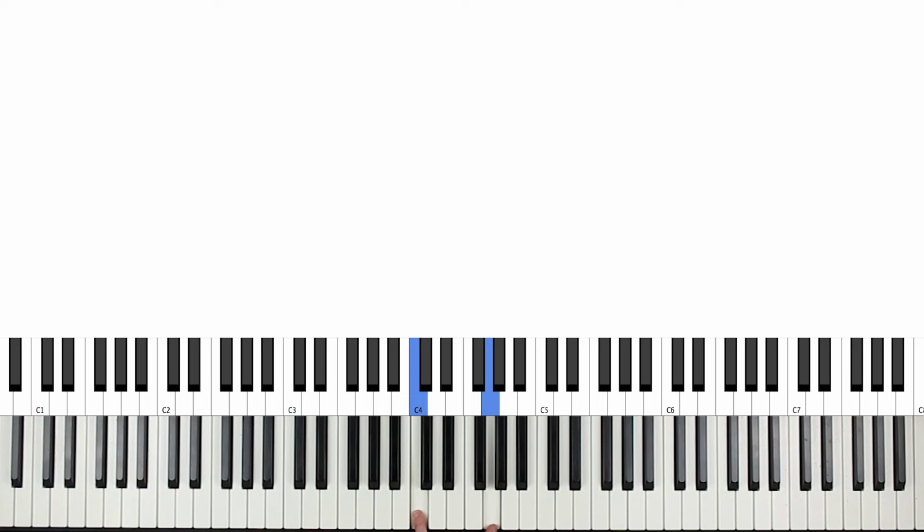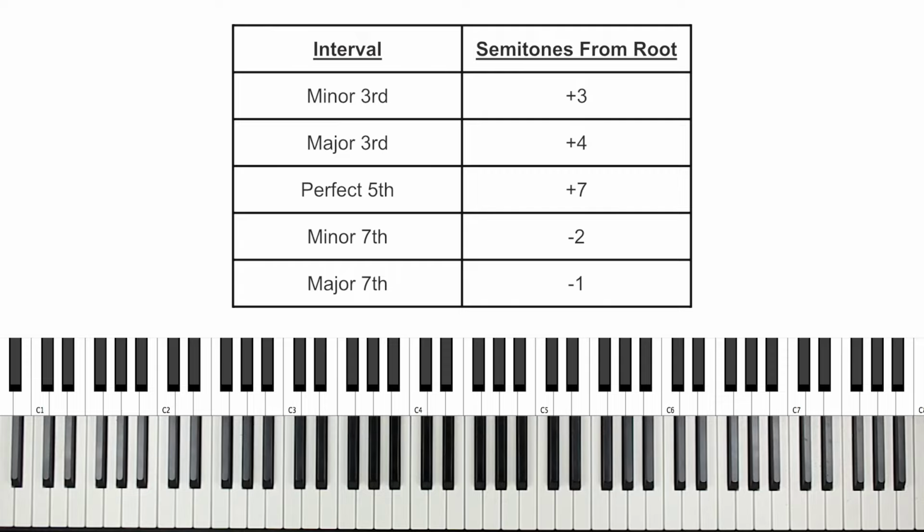that's an interval. Intervals are measured in semitones, which is the distance between 2 notes that are next to each other. So C sharp is a semitone above C, and B is a semitone below C. We just need to know 5 intervals to construct the major, minor and dominant 7 chords. The minor third, which is 3 semitones above the root. The major third, which is 4. The perfect fifth, which is 7.